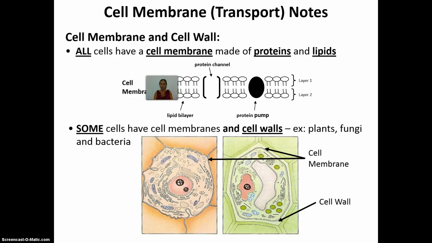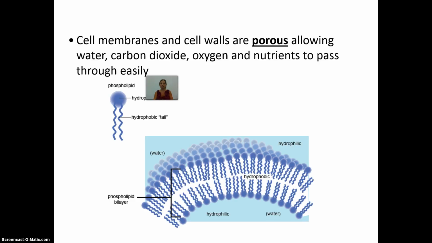The general structure of the cell membrane is a phospholipid bilayer that's made up of proteins and lipids. Okay, so here's the phospholipid bilayer. That's the overall structure of the cell membrane. So the idea behind the cell membrane is that it's porous, which allows water, carbon dioxide, oxygen, and nutrients to pass through it very easily. Okay, they can sort of wiggle their way. Those nutrients and molecules can wiggle their way through the phospholipid bilayer. That's what porous means.